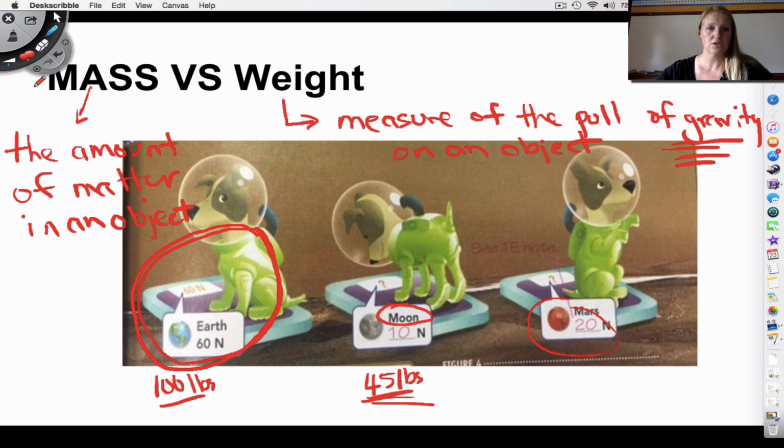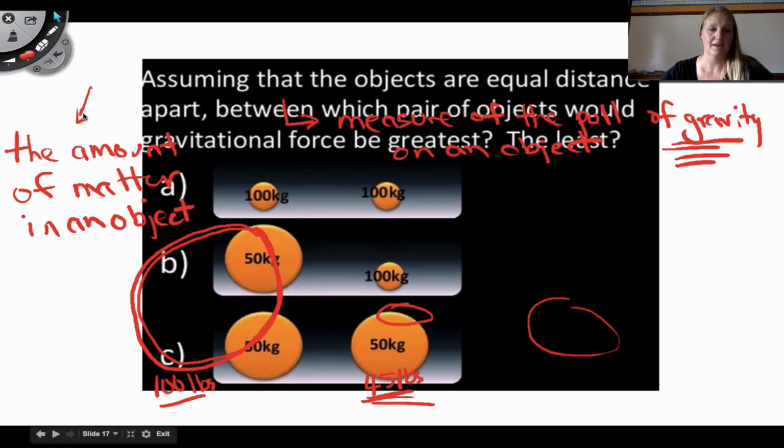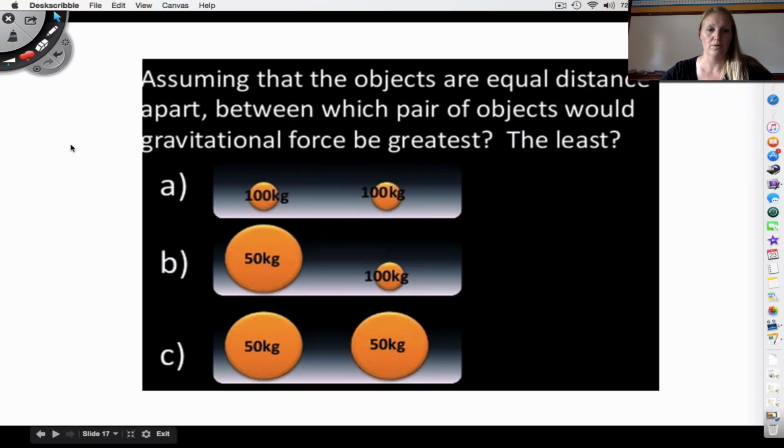And then distance, just one short thing about distance. We had said that gravity is affected by mass and distance: the further away two objects are from each other, the less the gravitational pull on them.